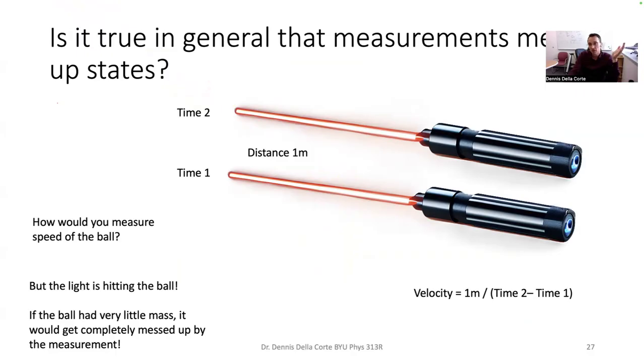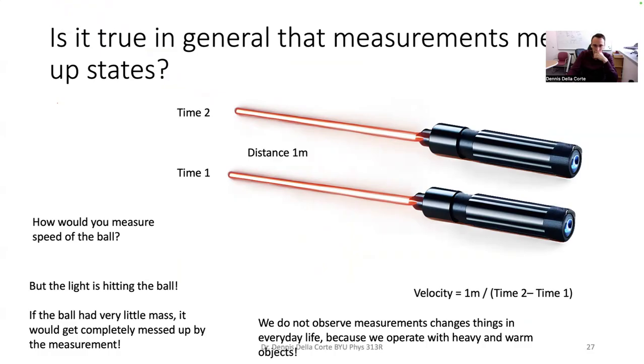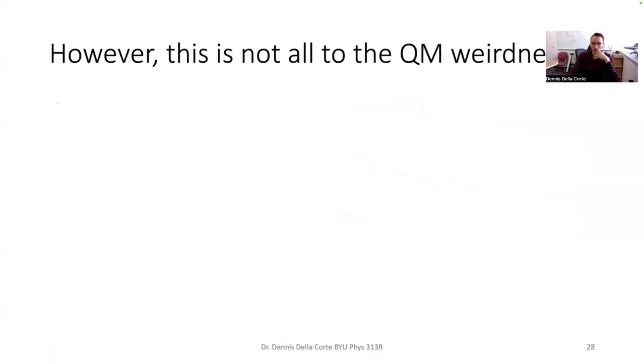Could this be what happens with a magnet that flies through a different magnet? And is it just because we are not dealing typically with atoms and spins and tiny, tiny things that we don't observe this weird behavior of measurements messing up states? Yeah, it turns out that's not the case.